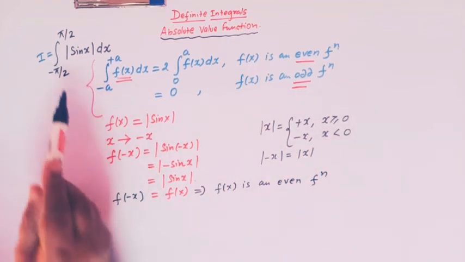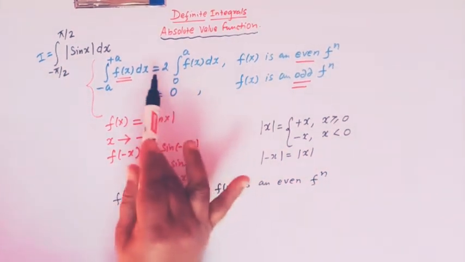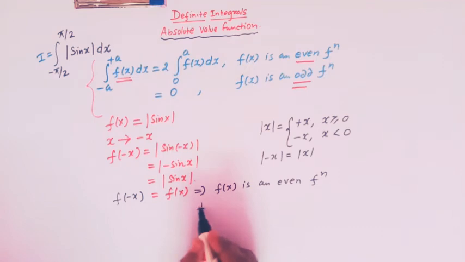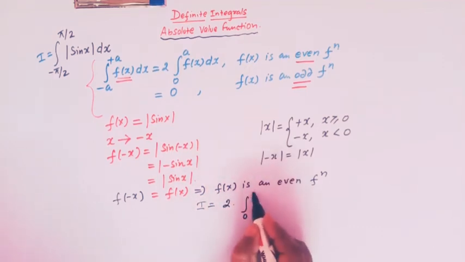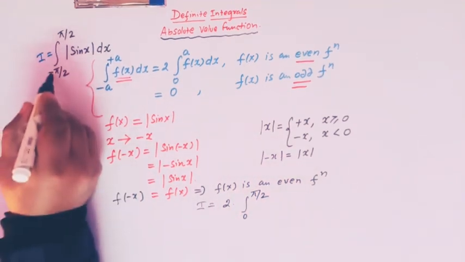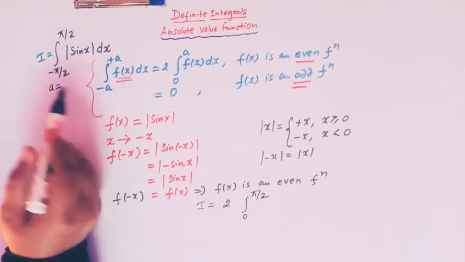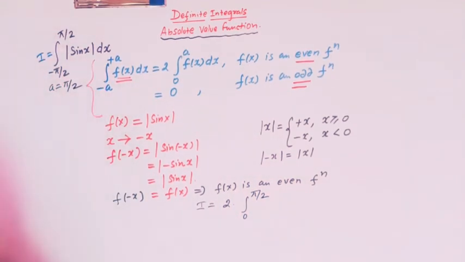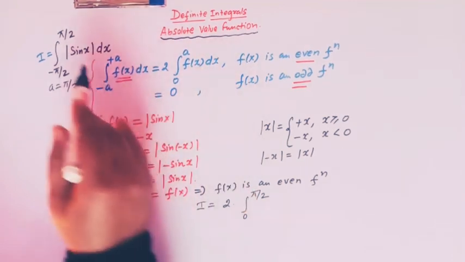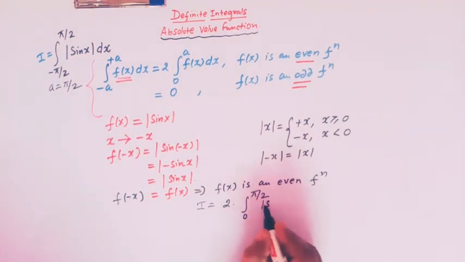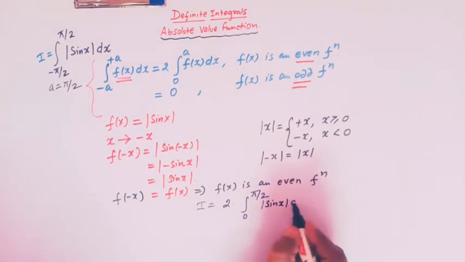Now this integral can be written as I is equal to 2 times the integral from 0 to pi by 2, because here the value of a is pi over 2. So 2 times the integral from 0 to pi by 2 of f of x dx, where we have mod of sine x.